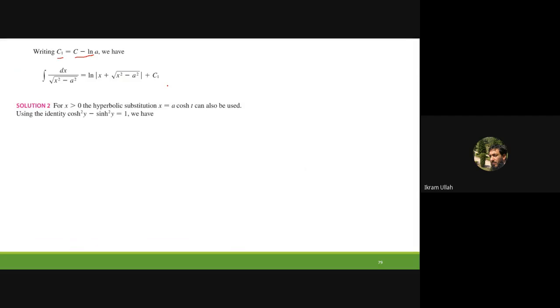Now this is solution 2, another way to find the solution of this integral. Let x be positive, with the hyperbolic substitution x equal to a cos hyperbolic of t. So this is the second method. If we make this hyperbolic substitution, x equal to a cos hyperbolic of t, then we get the same result for this integral. And using the identity cos hyperbolic square y minus sin hyperbolic square y is equal to 1, where for cos and sin there is a minus here, not a plus as in the trigonometric case.